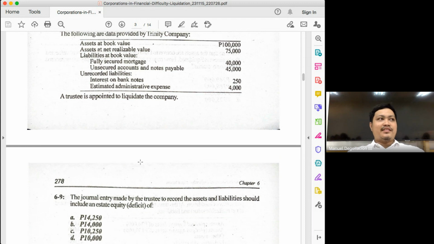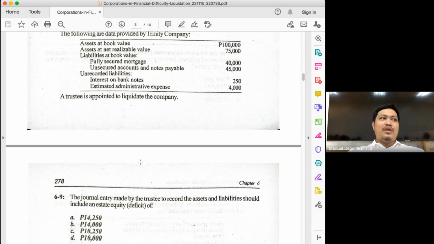Okay. Next, if you want to solve for your negative equity, you need your assets and your liabilities. Whatever is the difference between the two will serve as your negative equity. We have already determined that our assets would be 75,000. Next would be your liabilities. Okay, so your liabilities here would be your fully secured mortgage, which is 40,000, and then your unsecured accounts and notes payable, which is 45,000.